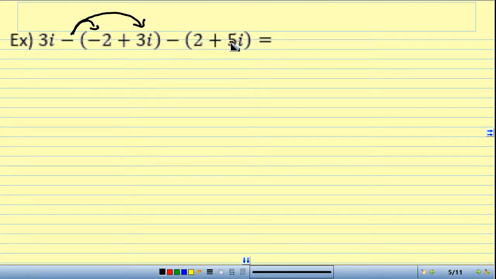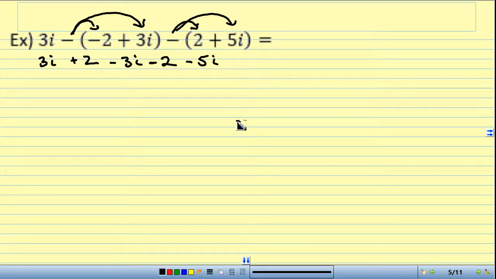You're going to distribute the negative. Really, you're distributing a negative 1, but I just say distribute the negative. It still works, okay? So 3i minus a negative 2, minus a positive 3i, minus a positive 2, and then minus a positive 5i. Right there. So next thing you're going to do, it's basically combining like terms. Combine the reals with the reals and the imaginaries with the imaginaries.